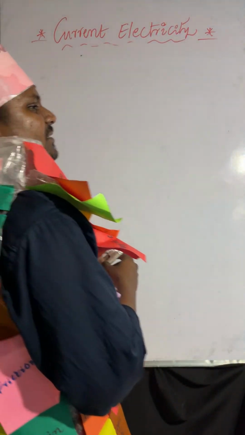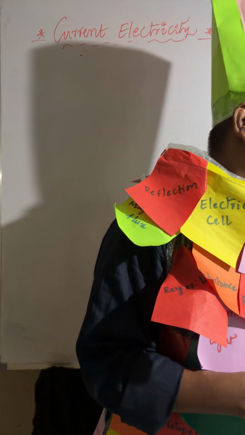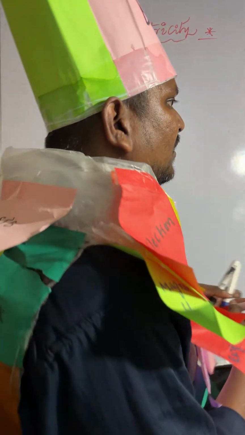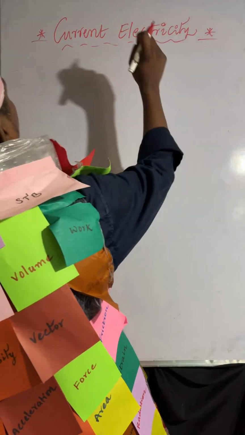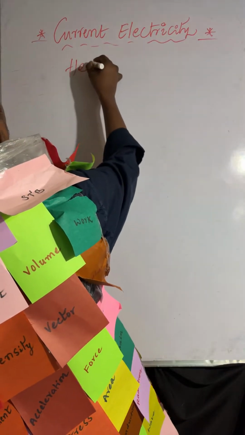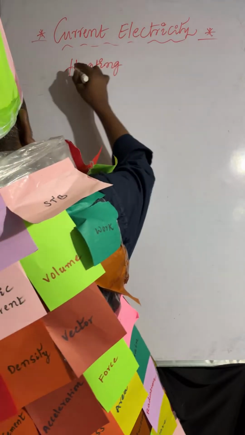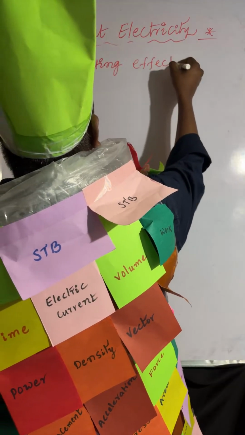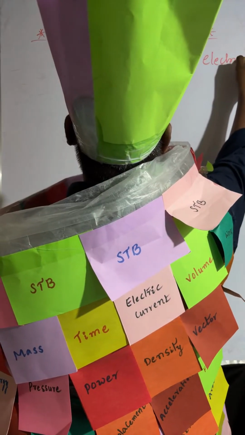The algebraic sum of all the potential differences in a closed loop in a circuit is 0. So that we can say, right? Yes. So now, where are we? Heating effects of electric current.